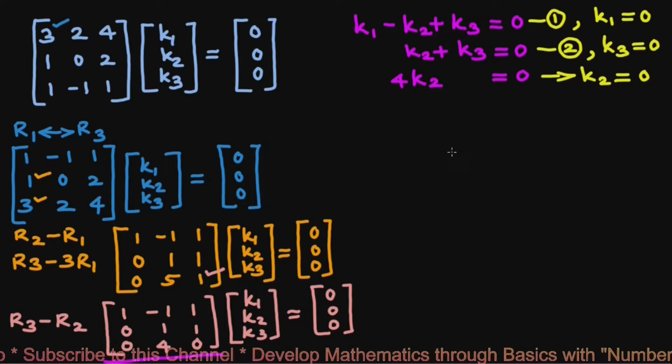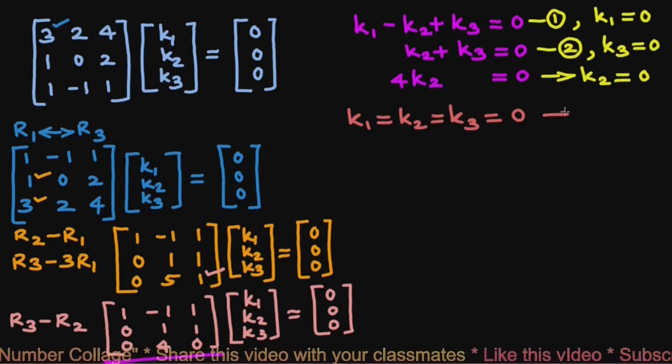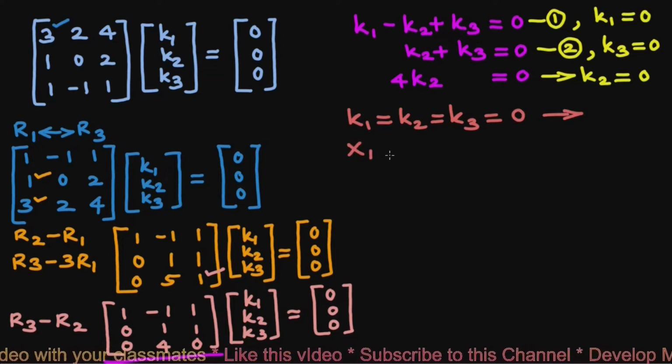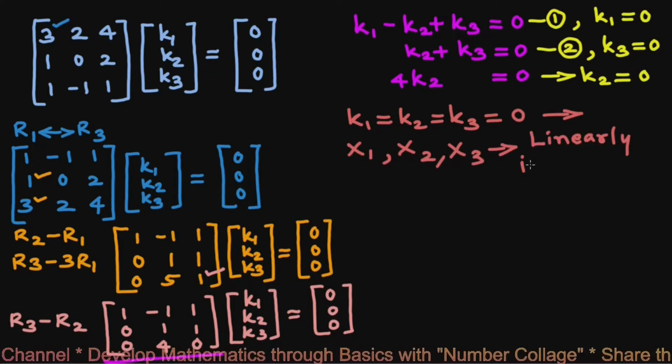Now since k1, k2, k3 all equal to 0, that implies the vectors x1, x2 and x3 are linearly independent.